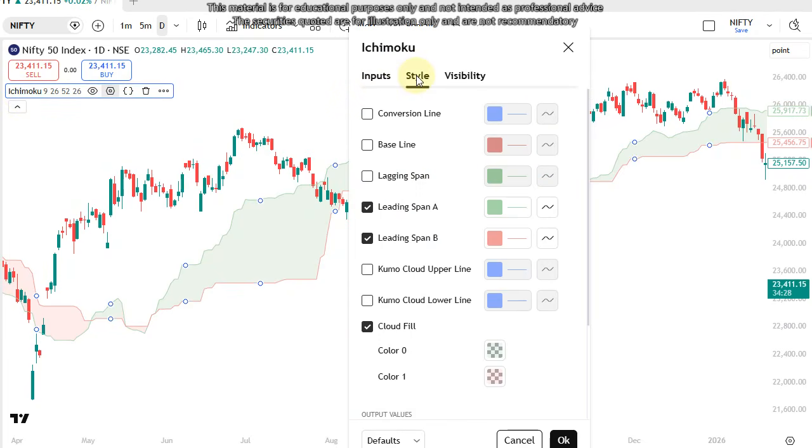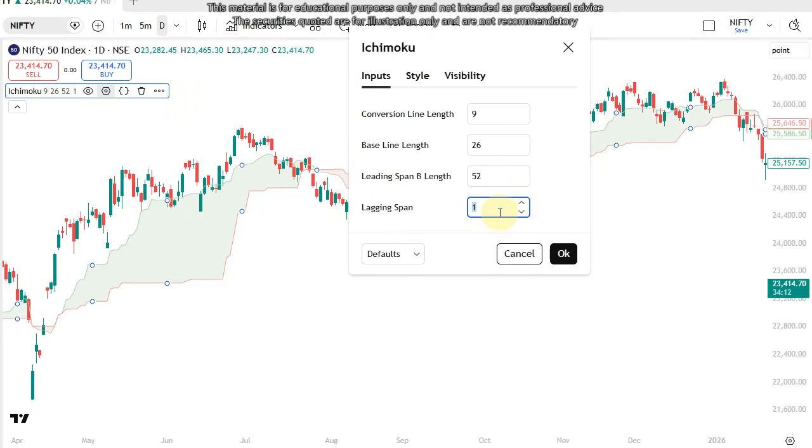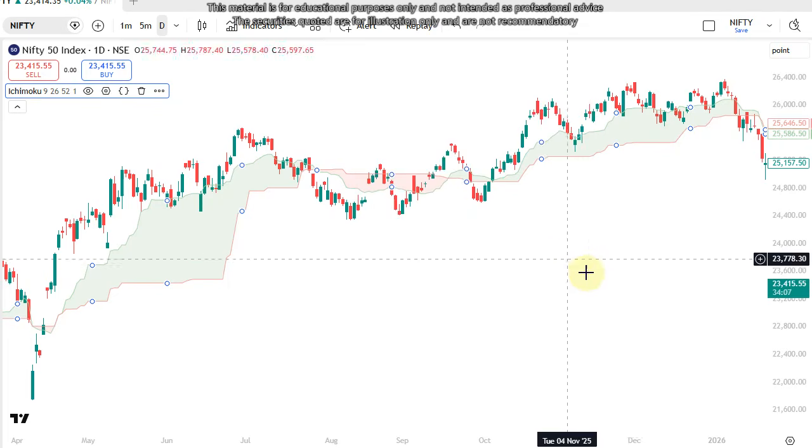First, what we have done is we have gone to style and unticked these three settings. Now we are going to inputs, and in lagging span we are going to get it down to 1. I am reducing this and keeping it as 1. 1 is the minimum value, so I am keeping it as 1.